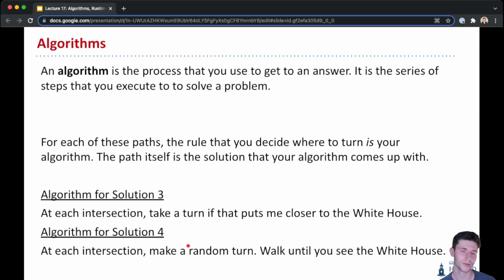And here I mentioned, yes, for solution 4, your algorithm was at each intersection, I'm going to make a random turn. I'm going to walk until I see the White House.